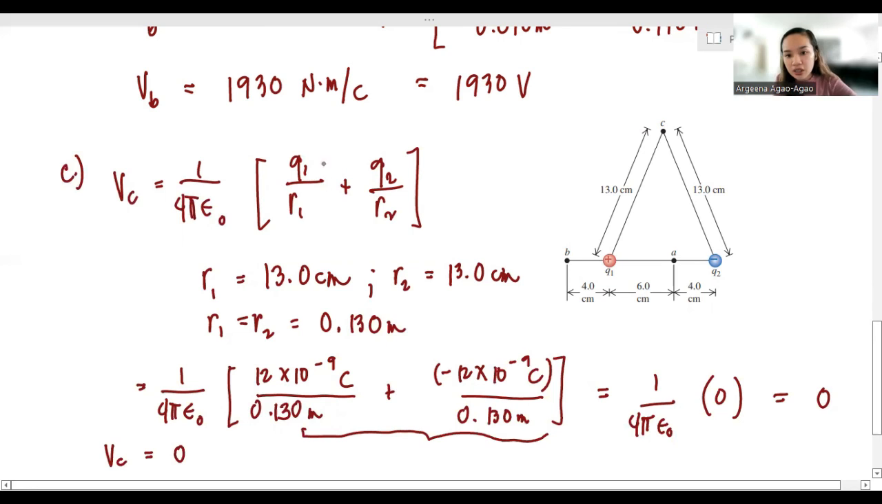Why? Because the distances of Q1 and Q2 from point C are equal, and at the same time, Q2 and Q1 have the same magnitude of charge but of opposite sign. Since they are of opposite sign, adding these two terms will give us 0. So there is no electric potential at point C.